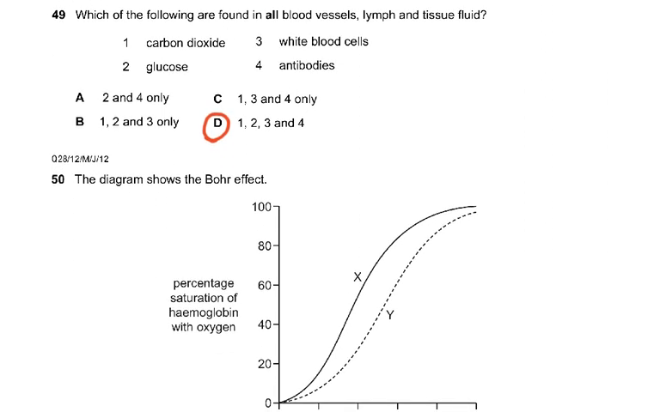Which of the following are found in all blood vessels, lymph, and tissue fluid? You have to know that antibodies are present in all. Carbon dioxide is present in the plasma, so in all blood vessels, lymph, and tissue fluid. So all 4 of them: carbon dioxide, glucose, white blood cells, and antibodies. In some questions, antibodies are labeled as protein. So remember this: when they ask protein, it's antibodies.